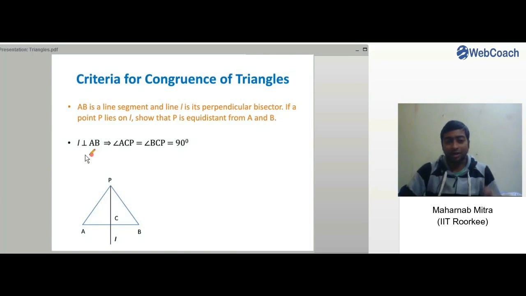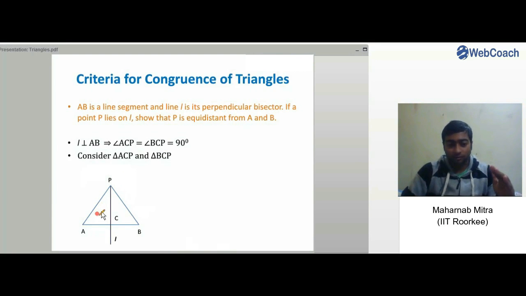So let us start. You can see the line L is perpendicular to AB, right? This line L is perpendicular to AB. So the angle ACP and the angle BCP both are 90 degrees, right? Because it is a perpendicular bisector. So now we are considering triangle ACP and triangle BCP.